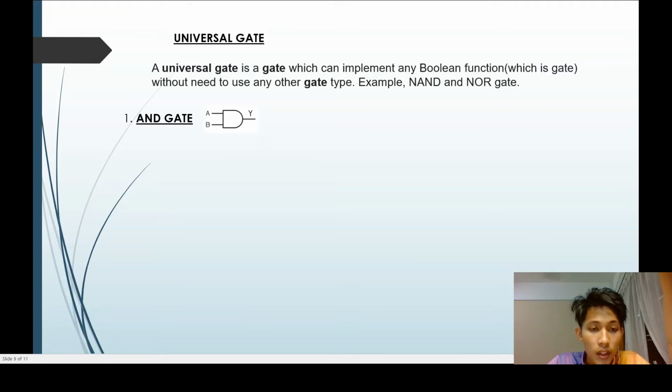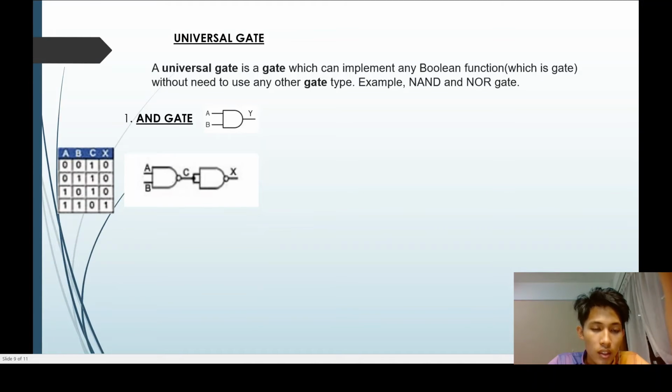First is the AND gate. This is the original AND gate, with two inputs A, B, and output Y. So how do we produce the AND gate by using NAND gates? This is the shape. To produce the AND gate, we only use two NAND gates. Here one gate has two inputs, but the other one only uses one input. So the first NAND gate is connected directly to the other NAND gate. This one has two inputs, this one has one input.